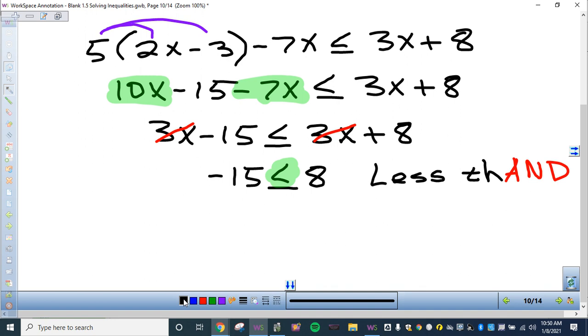It makes a true statement because negative 15 would be less than 8. Let's plug in 1. 3 times 1 is 3. 3 minus 15 is negative 12. So I got negative 12 for the left side. I plug in 1 over here. 3 times 1 is 3, plus 8 is 11. Is negative 12 less than? Right? It's not going to be equal to. So that's why the book says this is always true.